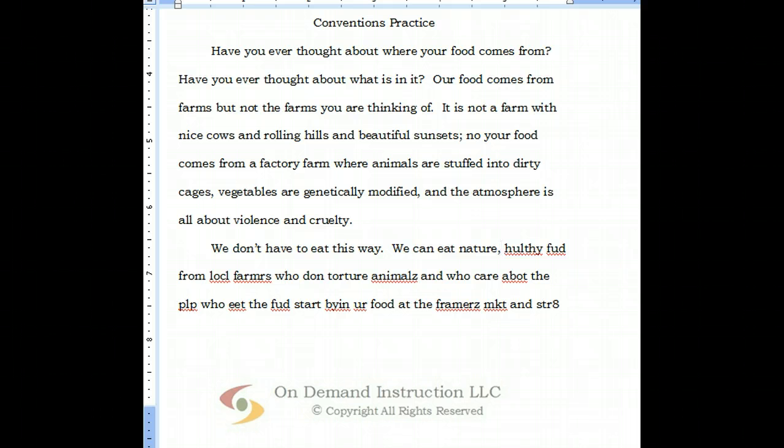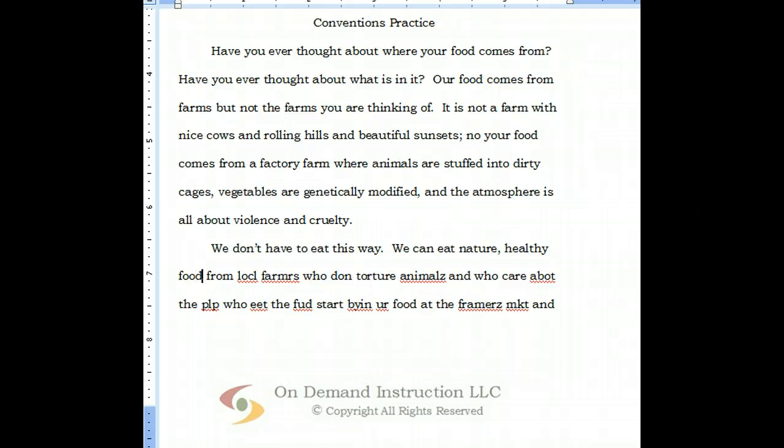Okay, we can eat natural, healthy. Okay, so a single comma in between two adjectives that are describing the noun coming up. And let's get some correct spelling in there. Some natural, healthy food from local farmers need to be spelled right. Who don't torture animals. This person uses some really strong words in here that can make for strong writing.